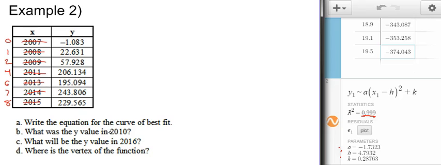For instance, finding the y value in 2010. Well, under this system, 2010 you would not put in as 2010, but rather 3. In 2016, you wouldn't put in as 2016, but rather as 9. It's 9 years after 2007. So that's a substitution that you can make just to make the numbers a little bit easier to deal with. Good luck, guys.